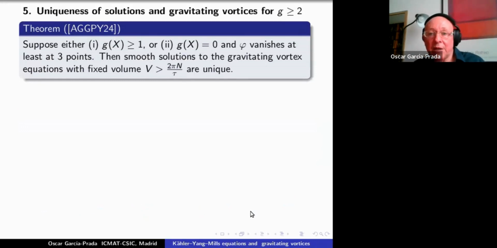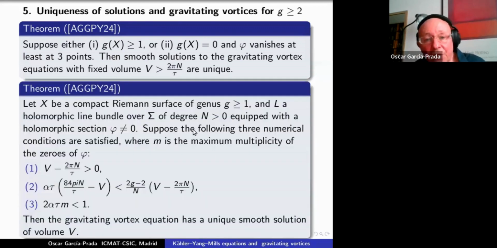In this approach that we took in this new paper, we were able to achieve actually more. And one thing that we had not been able to do in the previous paper was about uniqueness of solutions. So in this other paper, we proved that if the genus is bigger or equal than one, or if the genus of X is zero but phi vanishes at least at 3 points, then the smooth solutions to the gravitating vortex equations with fixed volume, which necessarily have to satisfy this bound, otherwise there are no solutions to the abelian vortex equations, are unique.